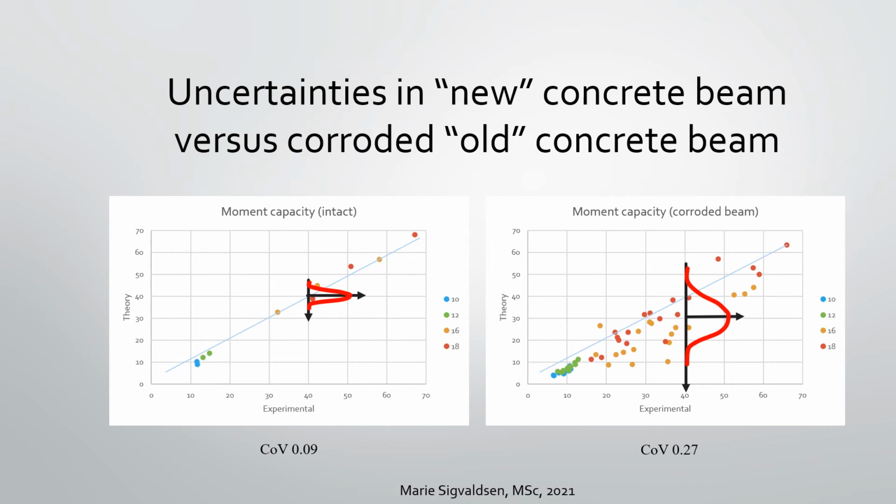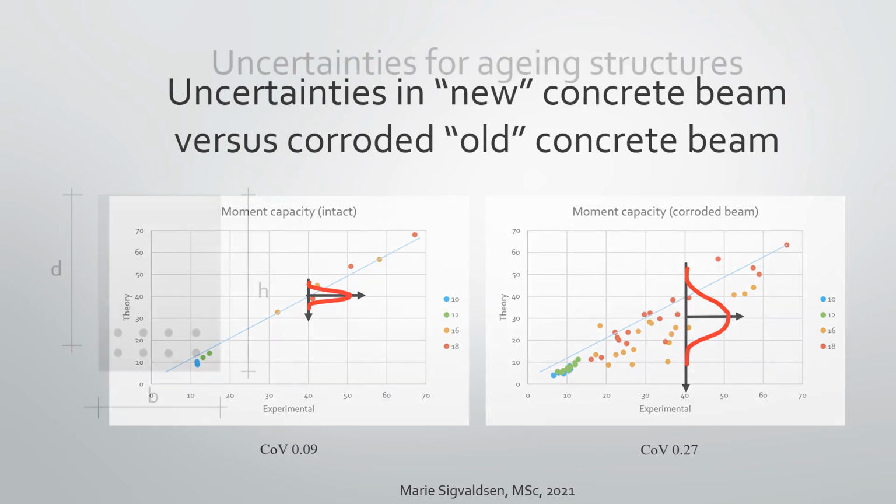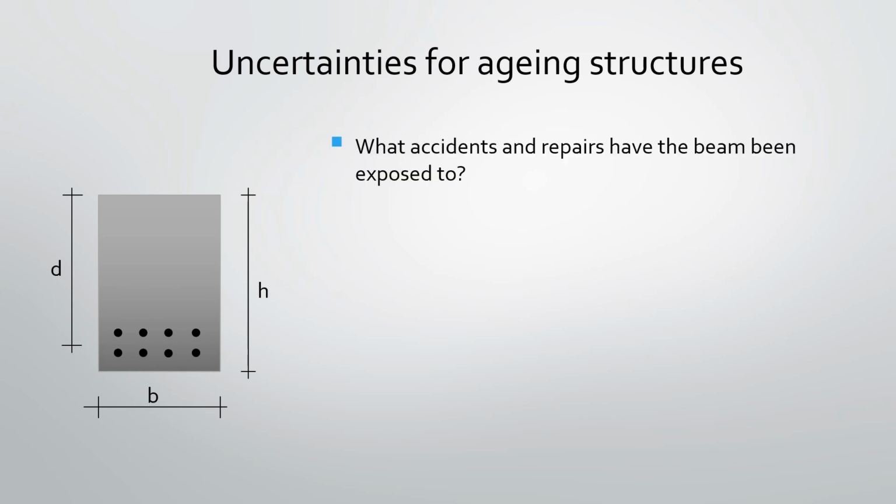As can be seen, there is a certain spread in the moment capacity of the new beam, but not too much. The spread is indicated by a relatively low coefficient of variation, or COV. While on the right, for a corroded beam, the COV has increased significantly and there is also a clear bias in the results. The bias and COV could possibly be reduced by a deeper understanding of the underlying physics and an improved theory. However, some of this uncertainty will be expected to be purely random. The beam may also have experienced accidents during its operation, and repairs may have been performed, which both may have changed the strength of the beam.